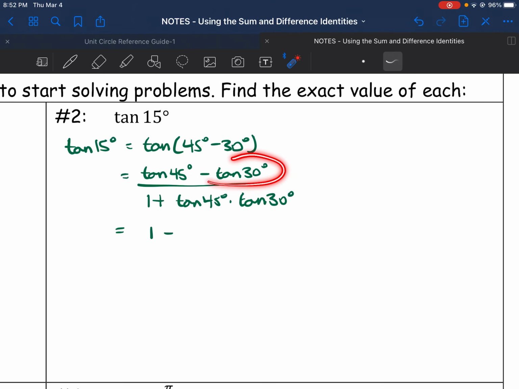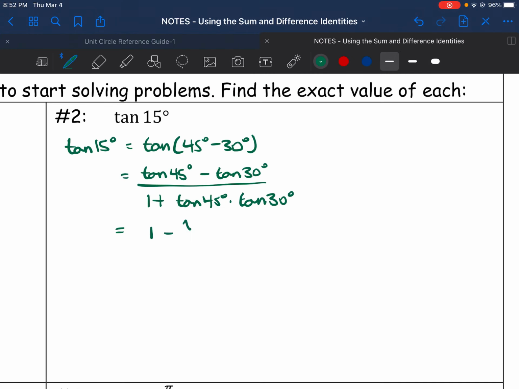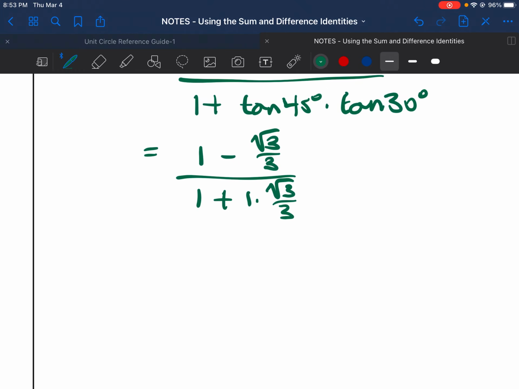minus tangent of 30 degrees, which here's 30 degrees. The tangent is square root of 3 over 3, over 1 plus, and let's see, tangent of 45 degrees, we already established that's 1, times tangent of 30 degrees, which we've already established is square root of 3 over 3. Okay? Now, we definitely don't want to leave our answer looking like this. We know that in math, we don't like square roots in denominators, so let's start simplifying some of this stuff here.